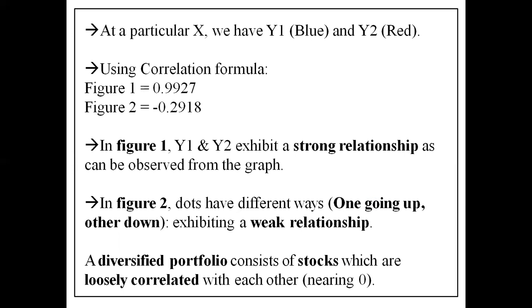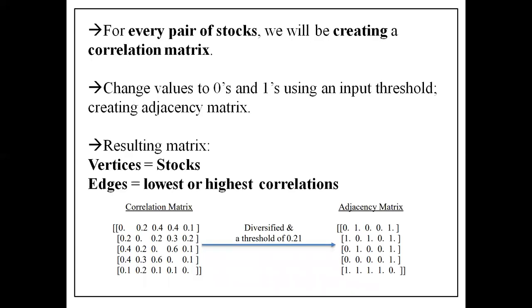Let's consider the scenario. If we have multiple stocks which are strongly correlated with each other, it might cause a huge loss to us if one of them drops. So if one stock moves in a negative direction and the other moves in the opposite direction, they cancel each other's effect, minimizing our loss. So a diversified portfolio consists of stocks which are loosely correlated with each other. So how can we do this?